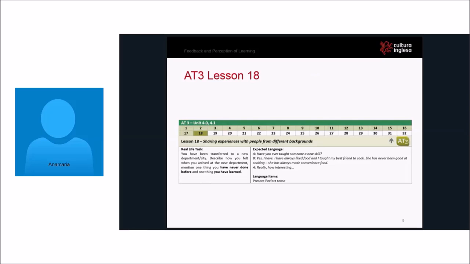You have been transferred to a new department or city. Describe how you felt when you arrived at the new department. Mention one thing you have never done before and one thing you have learned. Then you have the expected language, which is what this would look like, and a language item, which is very useful in this situation, which is the present perfect. So these are the objectives, let's say. This is what they look like.